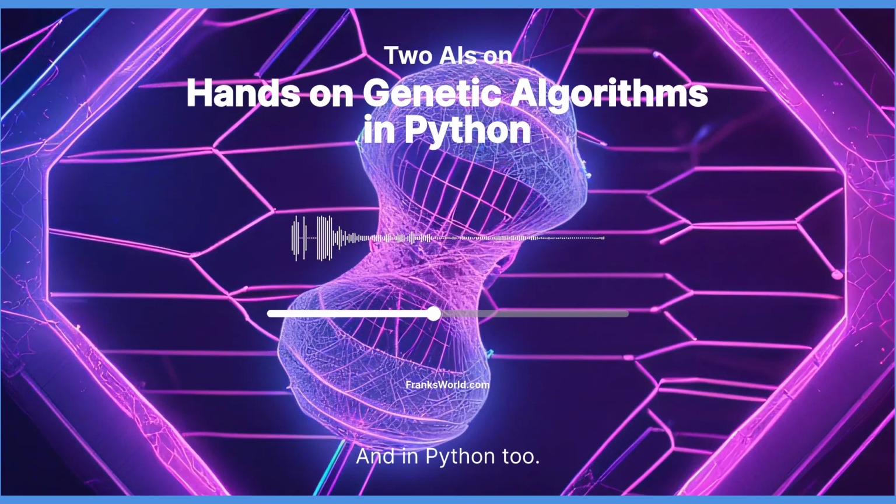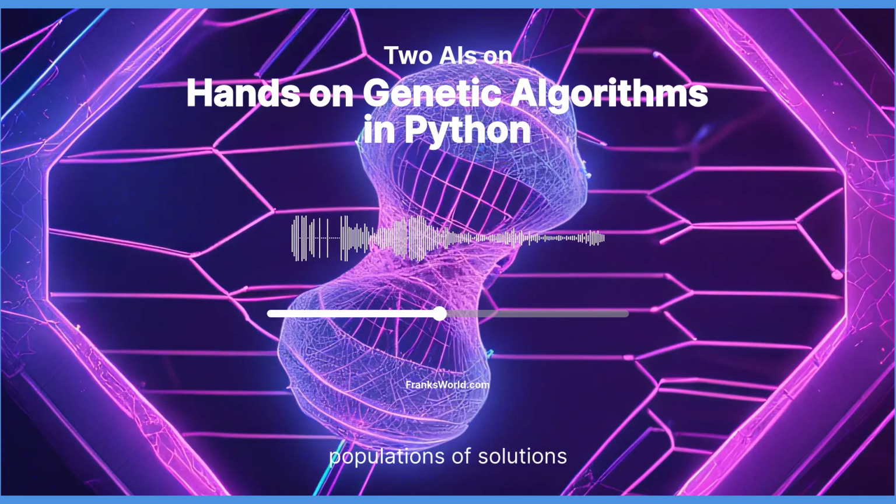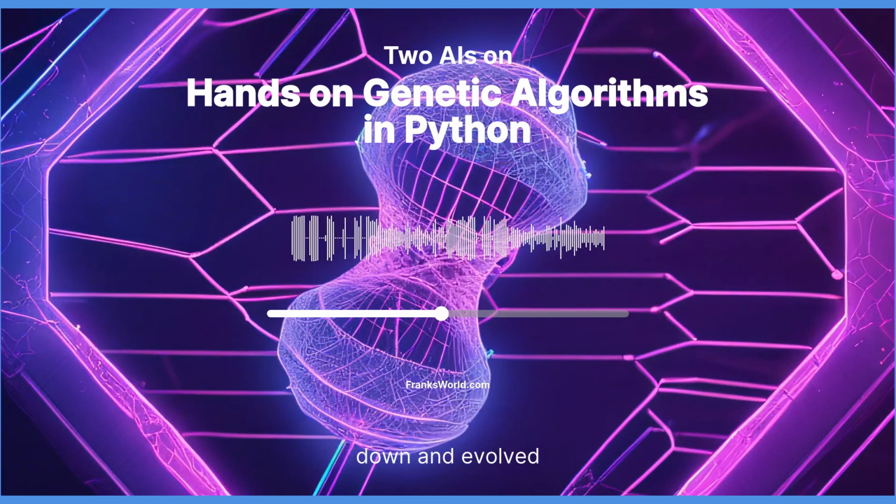Absolutely, and in Python too. Yeah, Python is so versatile. It is. Python's readability and its extensive libraries make it a perfect fit for working with genetic algorithms. And DEAP takes full advantage of that. It provides a structured approach to creating, manipulating, and evolving those populations of solutions that we talked about earlier. So it's about creating those digital genes that will be passed down and evolved over generations. You got it.